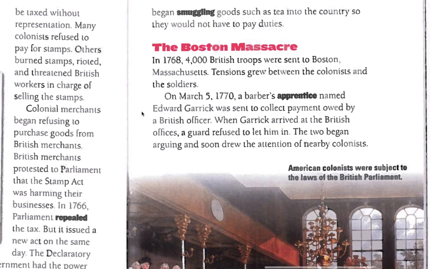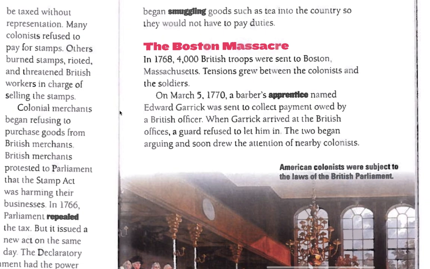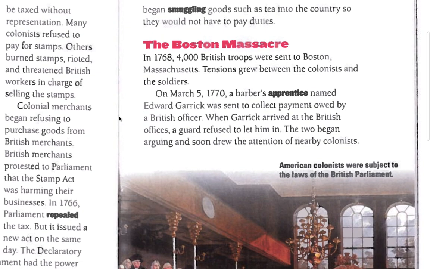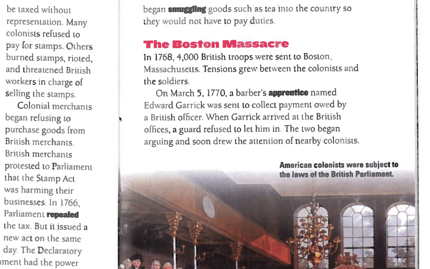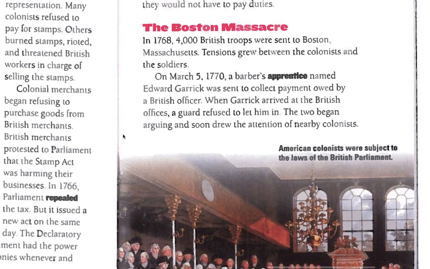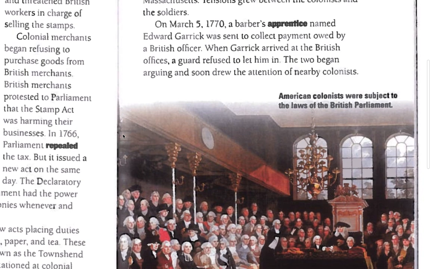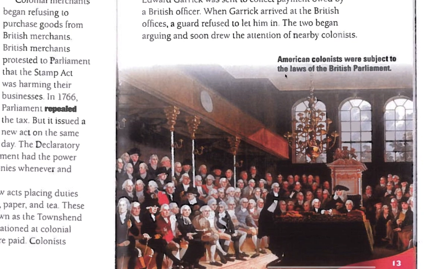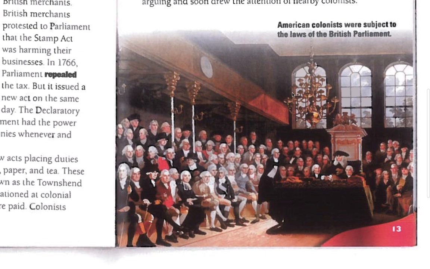On March 5, 1770, a barber's apprentice named Edward Garrick was sent to collect payment owed by a British officer. When Garrick arrived at the British offices, a guard refused to let him in. The two began arguing and soon drew the attention of nearby colonists. American colonists were subject, that means they were under, the laws of British Parliament.